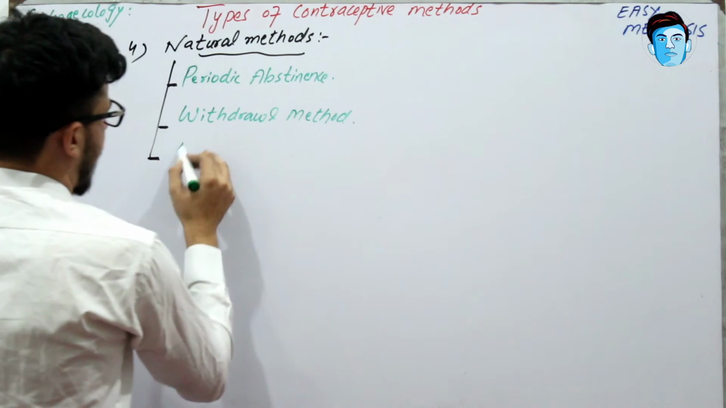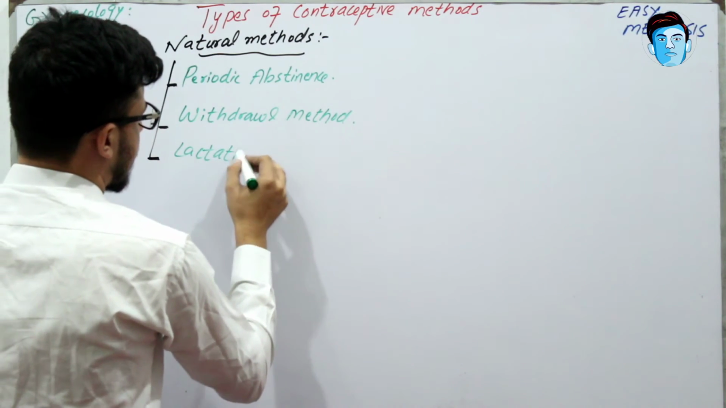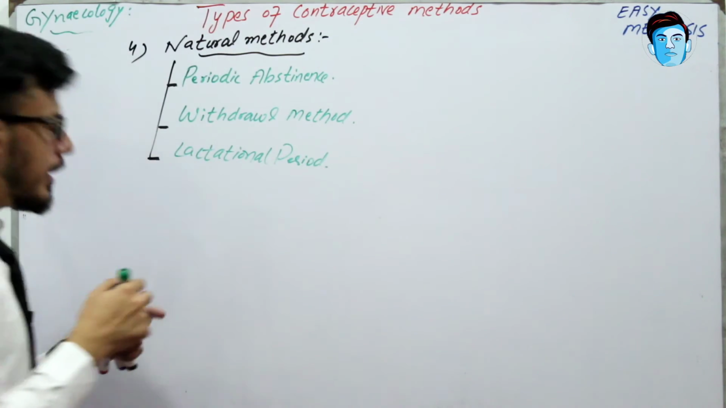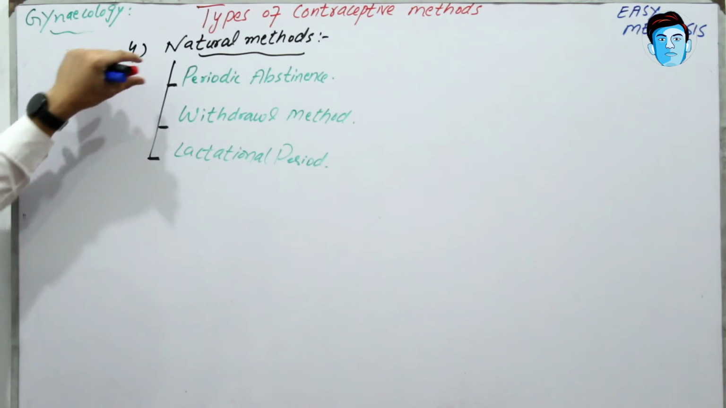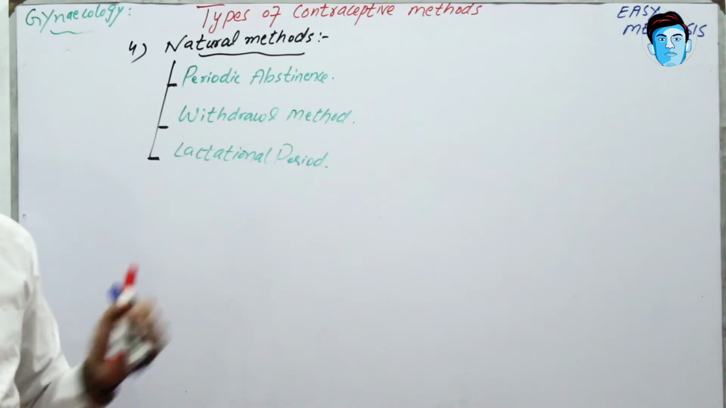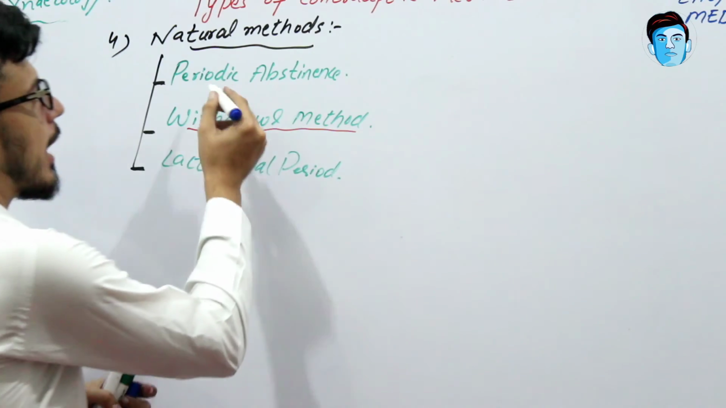And the third is during the lactational period. Now, what are the natural methods of contraception? Periodic abstinence, withdrawal method, and lactational period. So coming toward periodic abstinence.